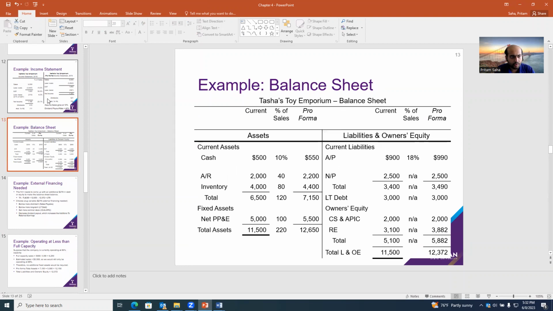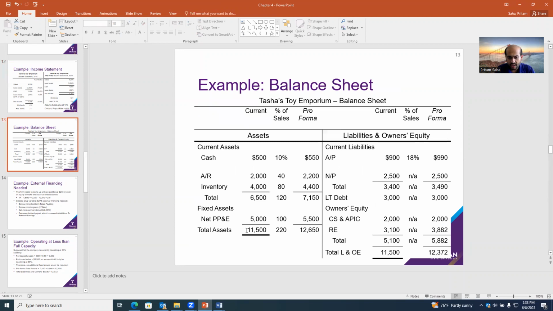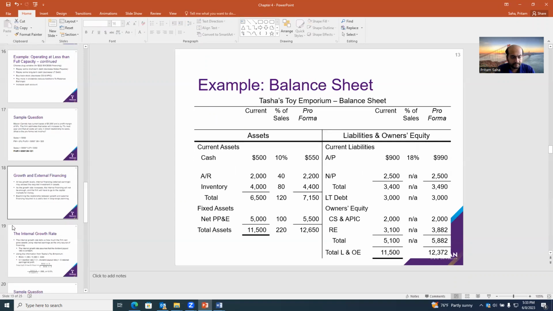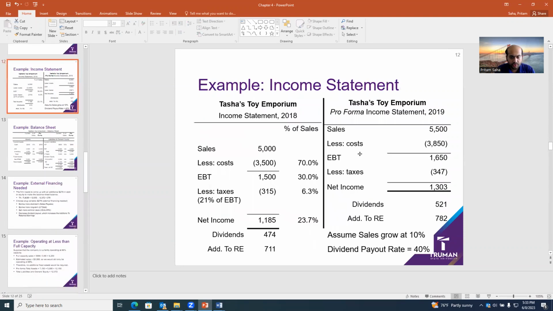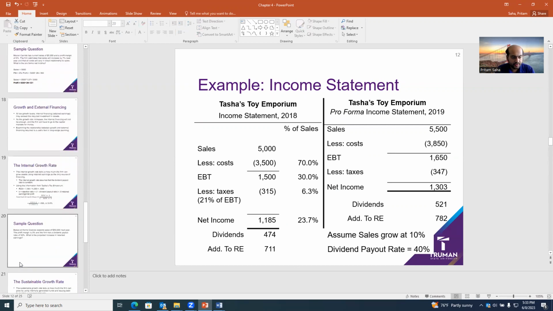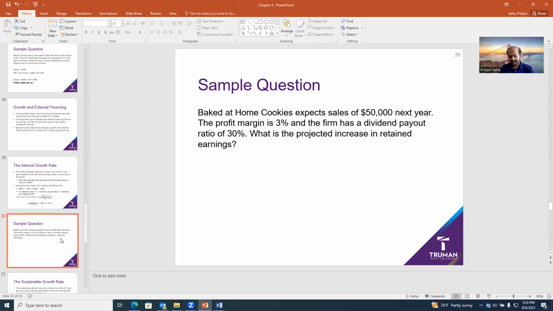Using the Tasha Troy Emporium statements, the last statements we did, historical ROA is basically net profit 1185 divided by total assets 11,500. And they told you the payout is 40%. That means 60% is retained within the firm. So here is the thing: 0.1030, plug it in here, 0.6, plug it in here, and the result is 6.6%. Make sense? Now pause the video again and do it by yourself.